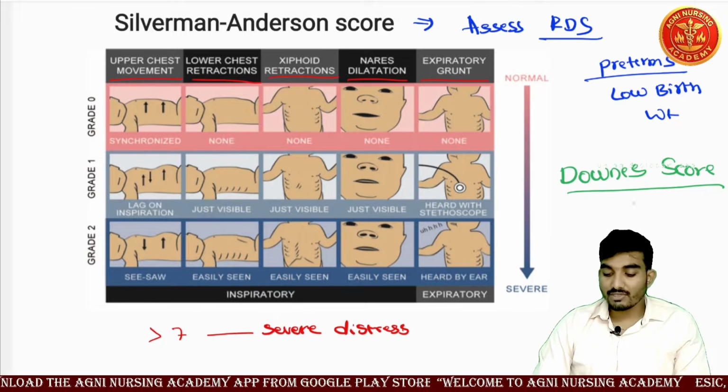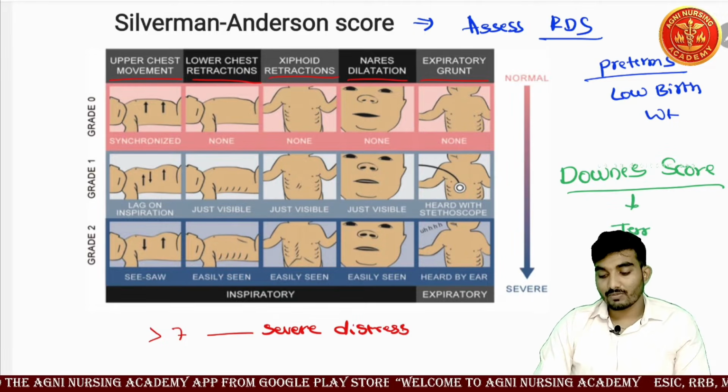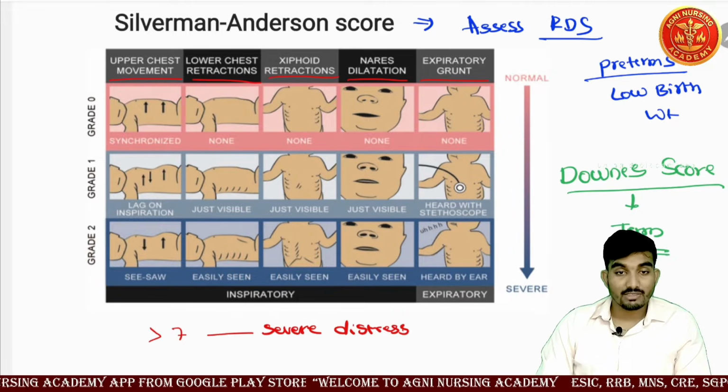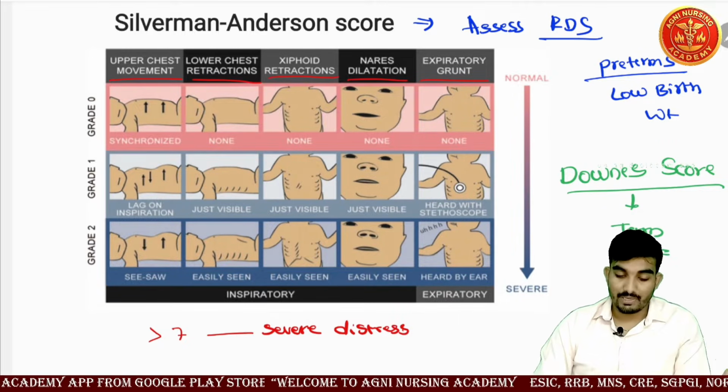Especially, the Downey score is used in term babies, and the Silverman-Anderson score we will use in preterm babies.